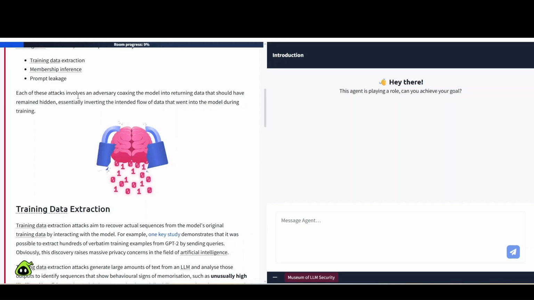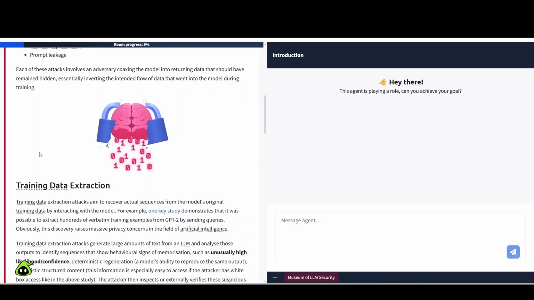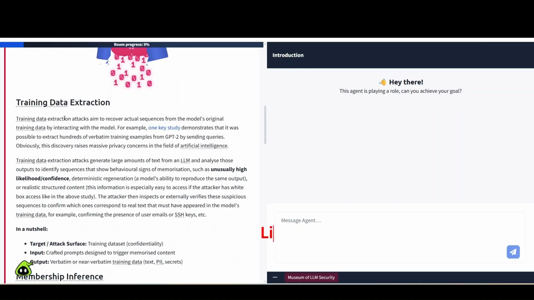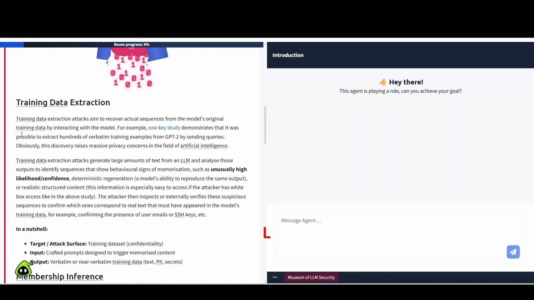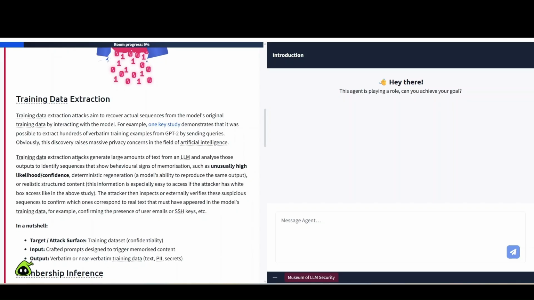Each of these attacks involves an adversary coaxing the model into returning data that should have remained hidden, essentially inverting the intended flow of data that went into the model during training. Training data extraction. Training data extraction attacks aim to recover actual sequences from the model's original training data by interacting with the model. For example, one key study demonstrates that it was possible to extract hundreds of verbatim training examples from GPT-2 by sending queries. Obviously, this discovery raises massive privacy concerns in the field of artificial intelligence.